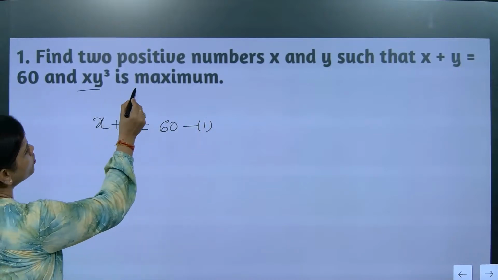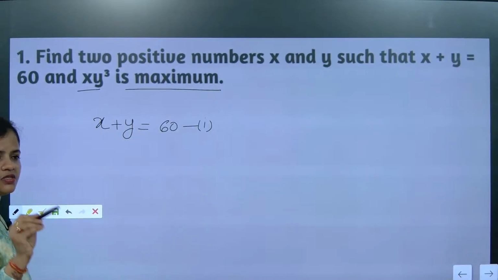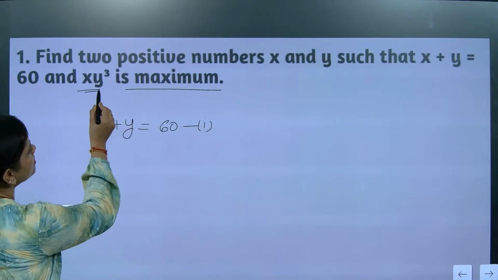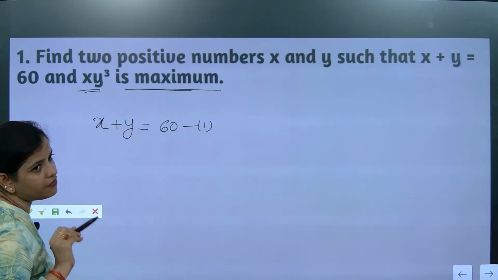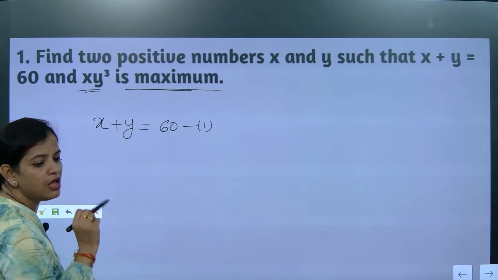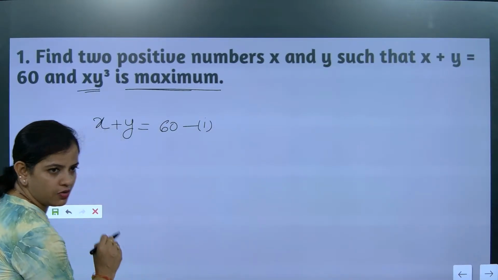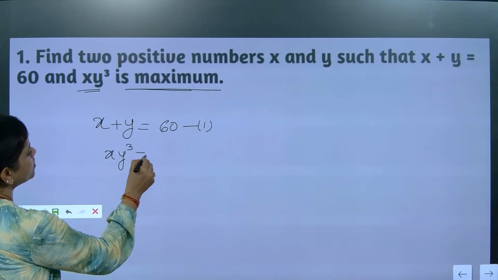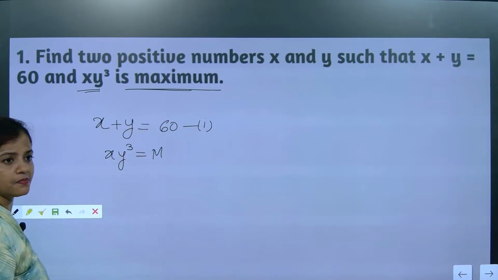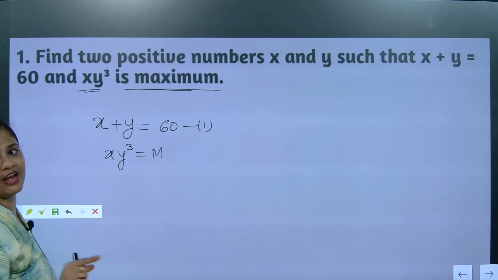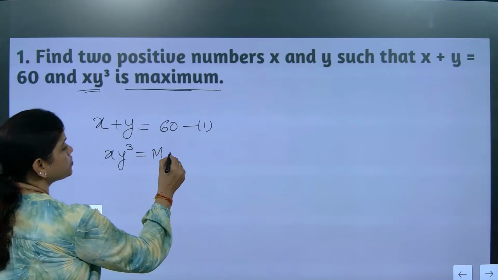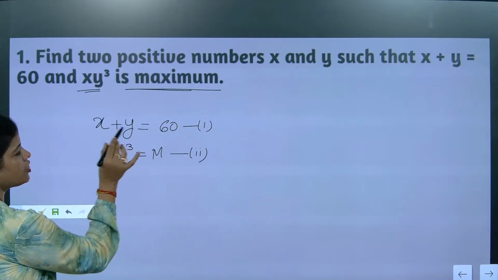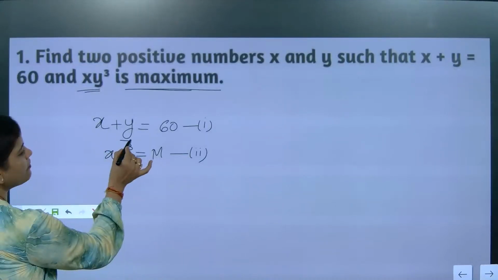Now xy cube is maximum. Once the word xy cube is maximum is given, this is the part where you have to put the values, because maximum and minimum will be judged by that only. So now look here, xy cube is equal to m, because here only we are going to find the maximum and minimum. Now you have to substitute. Better you do one work: substitute the y value.